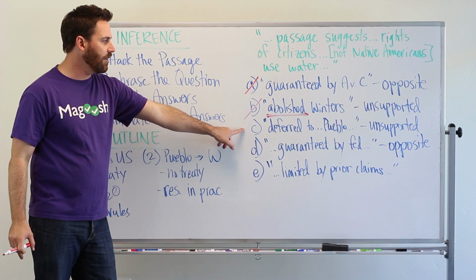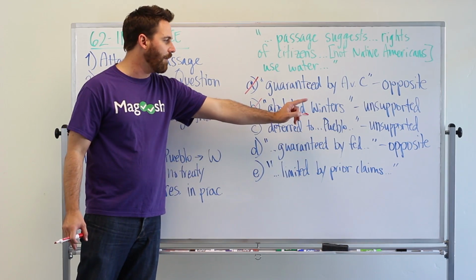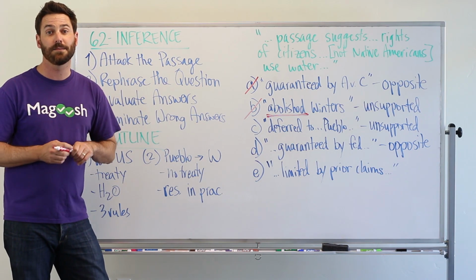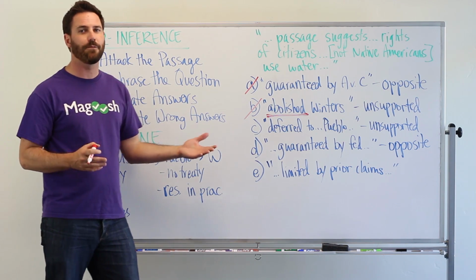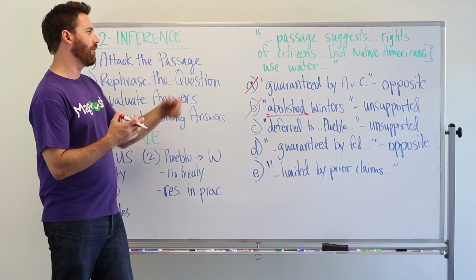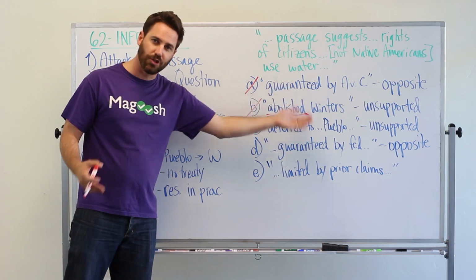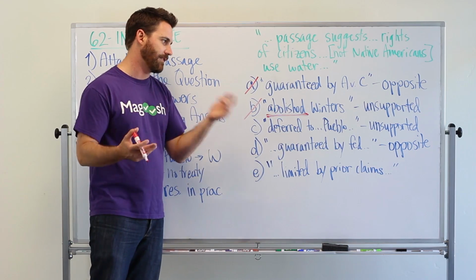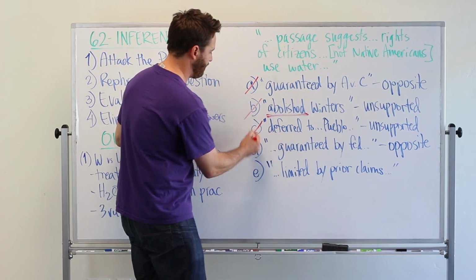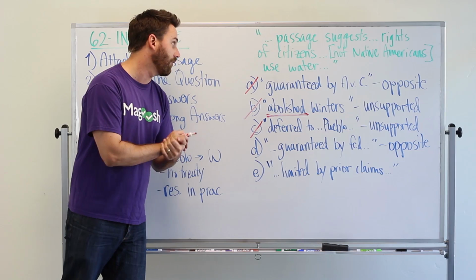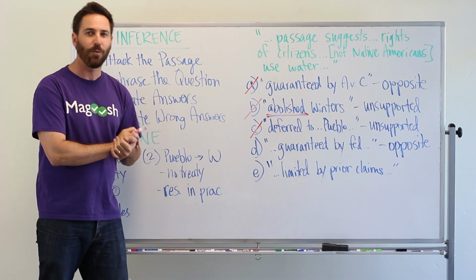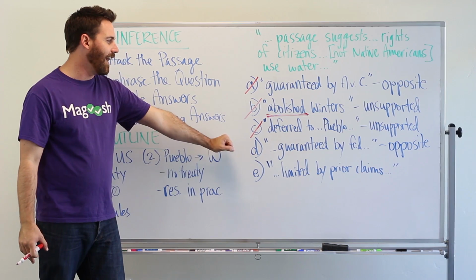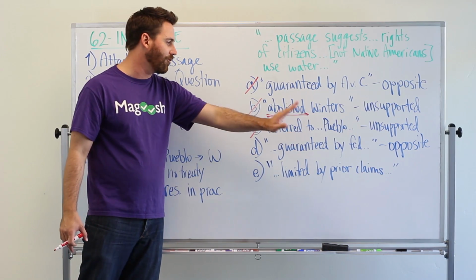Answer choice C, defer to Pueblo Indians when making a decision. Again, this is unsupported in the passage. There's no information in there that says that the water rights of citizens are deferred to the treaties of the Pueblo Indians. That's not supported. That's not how their water rights are decided.